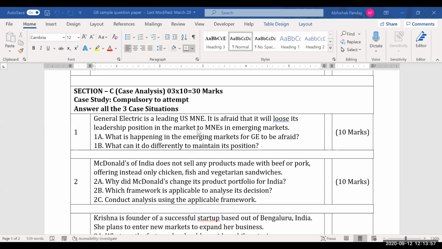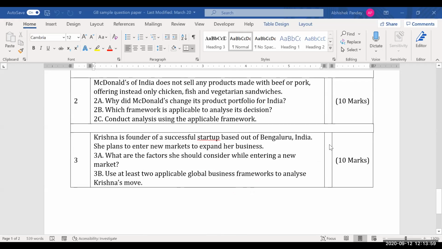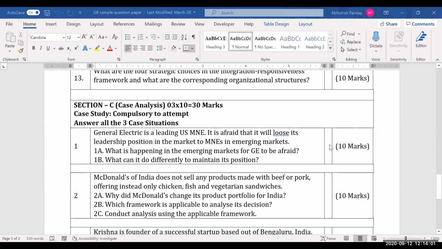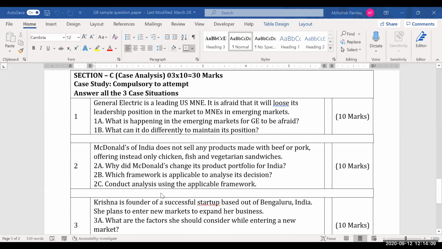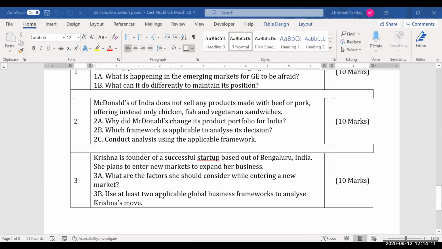So these are again 10 marks. There is no choice here. 3 case studies, you have to respond to all 3, right? And they are 10 marks. So they can have sub questions like 1A, 1B here you see, right? So overall it would be 10 marks.